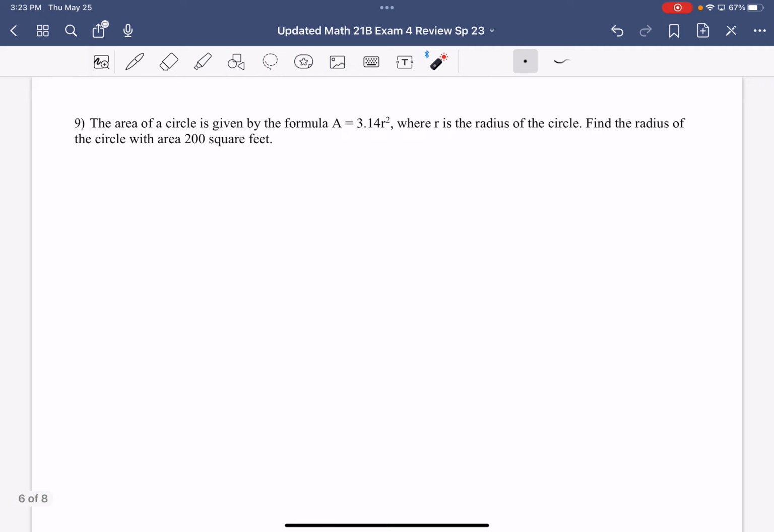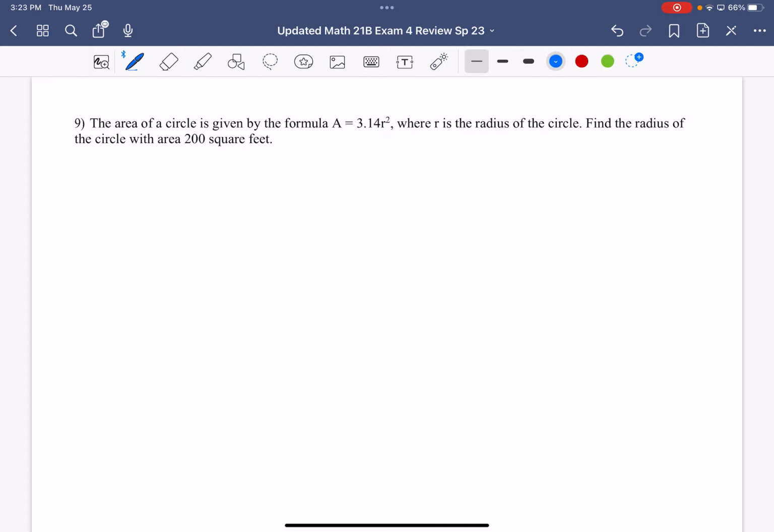Okay, number 9. The area of a circle is given by the formula A equals 3.14 r squared, where r is the radius of the circle. Find the radius of the circle with area 200 square feet. So it gives us the equation, which is nice. What do we do with that 200? Do we put it in place of A or do we put it in place of r? A? Put it in place of A, yeah.